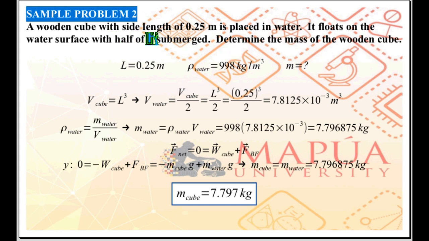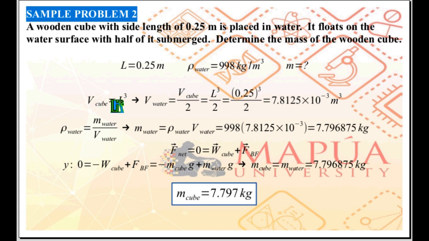So, wooden cube, side length of 0.25 meters. So, let that be L. L is equal to 0.25 meters. Water, we know the volume density of water to be 998 kilogram per cubic meter. With the wooden cube floating on the water surface with half of it submerged, determine the mass of the wooden cube. The cube has side length L.